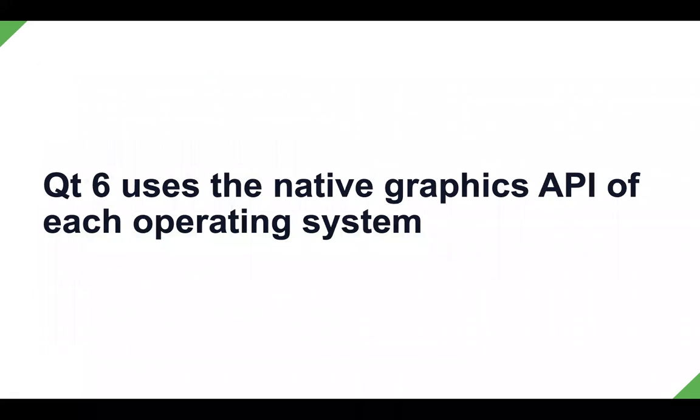What's very important now to remember is that Qt 6 uses the native graphics API of each operating system. So we are using Metal on macOS. We are using Direct3D on Windows. And on Vulkan-enabled devices on Android, we're using Vulkan.